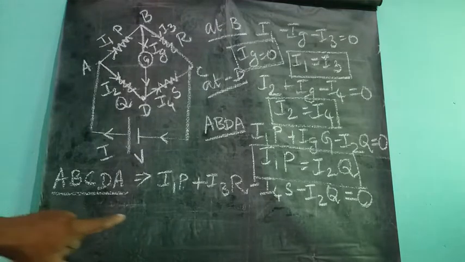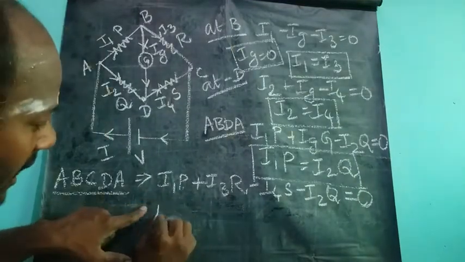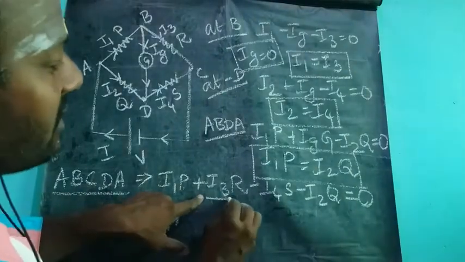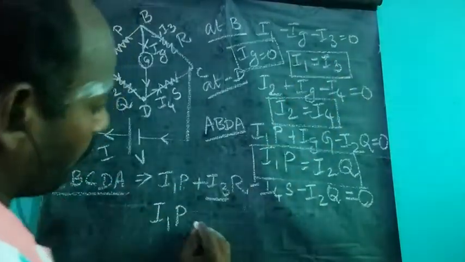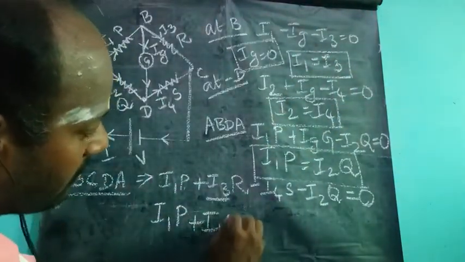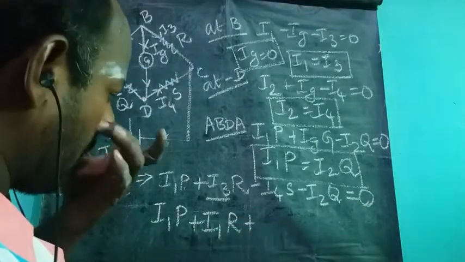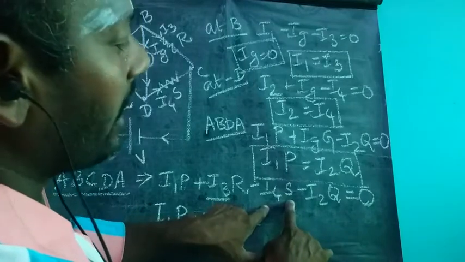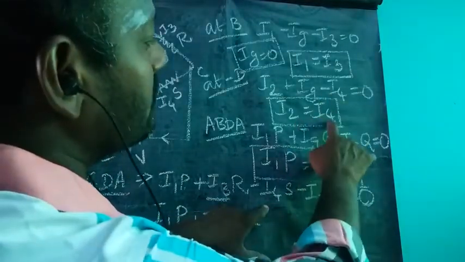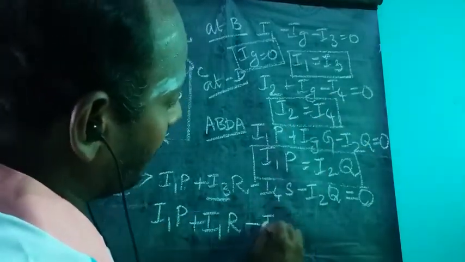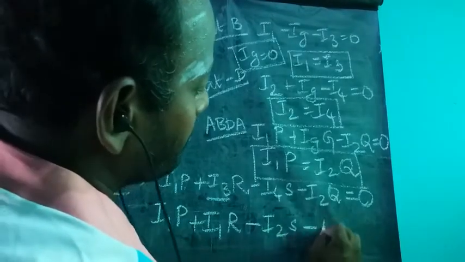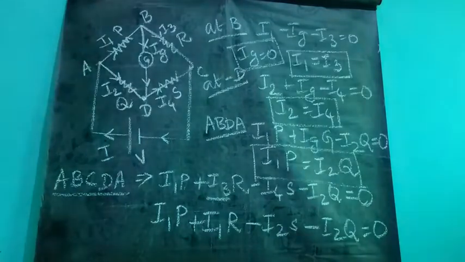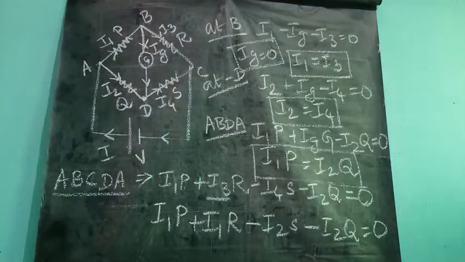So shall I write? See, when I write I1P, instead of I3R, I am going to write again I1. So plus I1R minus I4S. Here I2 is equal to I4, so simply I take I2S minus I2Q is equal to 0.